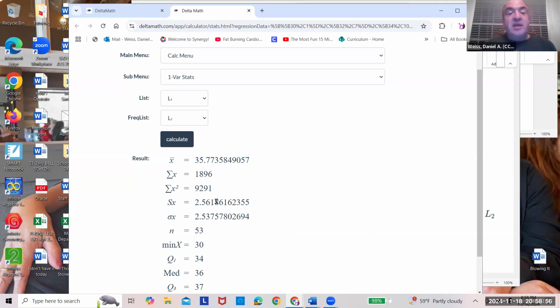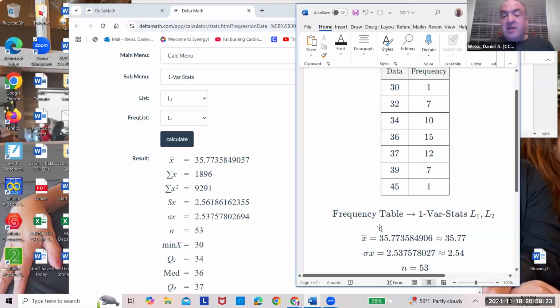Okay. Now, since we're doing population, that's this sigma x. So we're going to use 2.54 for sigma x. Okay, that's the standard deviation. All right. N, the number, is 53. We're going to come back to N in a little bit. All right. So here's what's going to happen. The numbers that you need are the X bar right here, which is the mean, 35.77. Standard deviation is the 2.54 and N is 53.